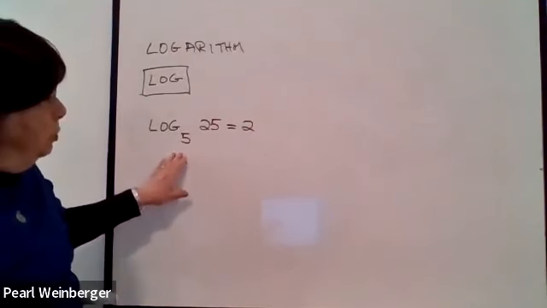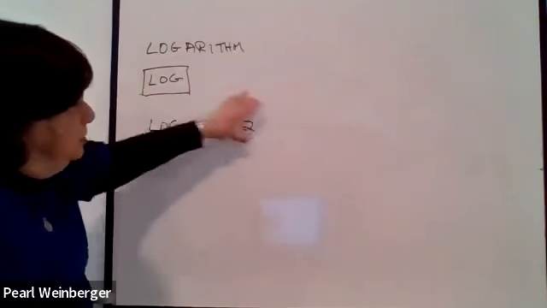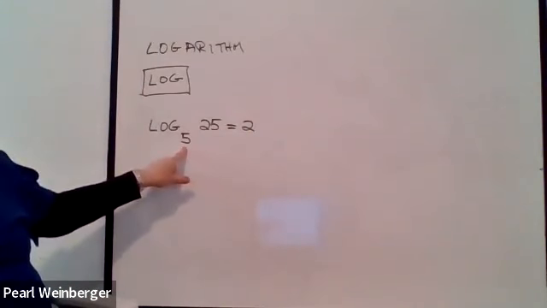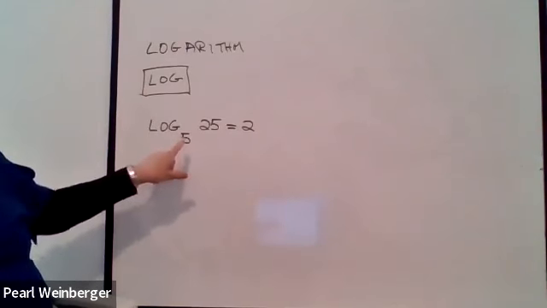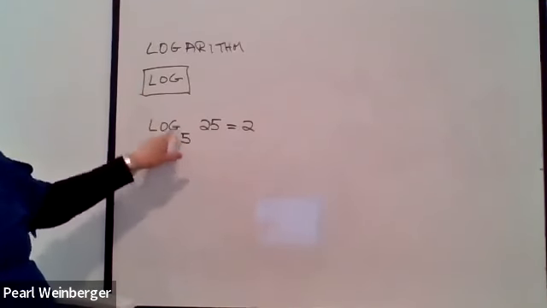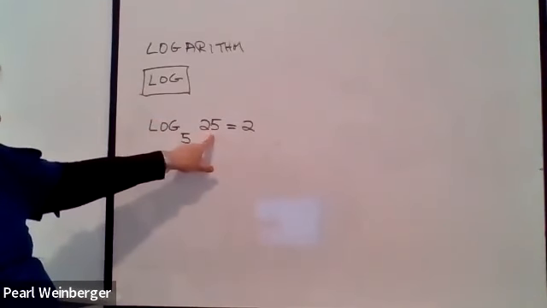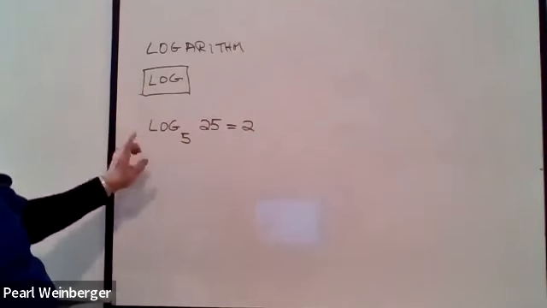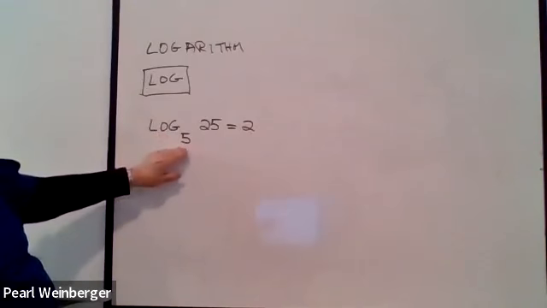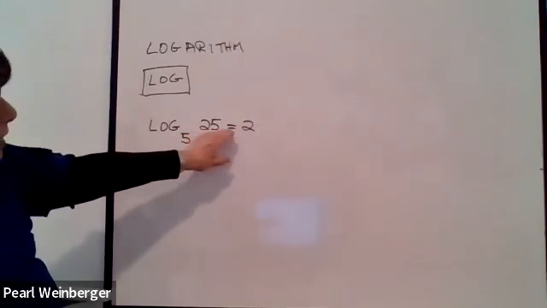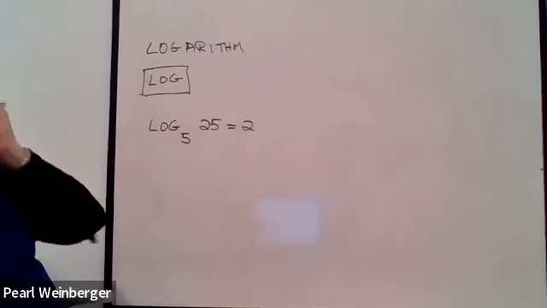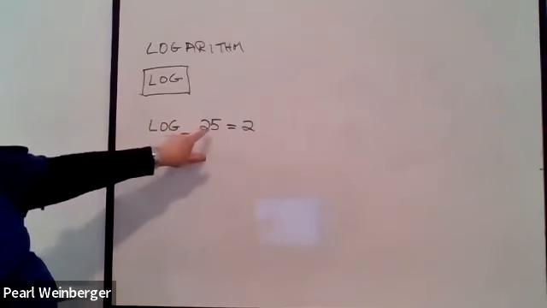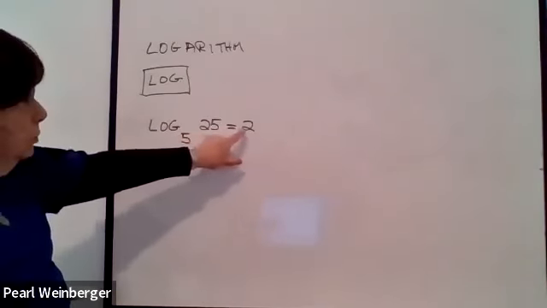There are going to be three numbers involved in this logarithmic statement. There's this number that's what we call a subscript, which we're going to call the base. And the number on the other side is actually the logarithm. And this is how it's read. The log base 5 of 25 equals 2. Let me read it again. The log base 5 of 25 equals 2.